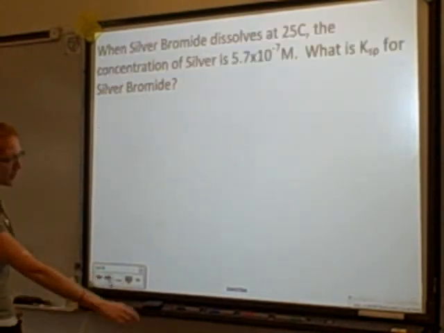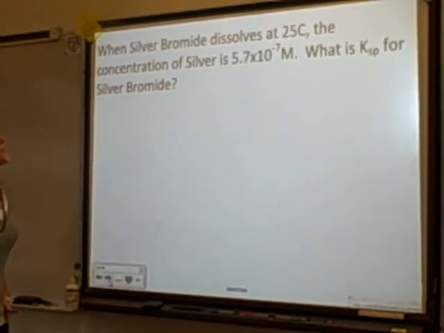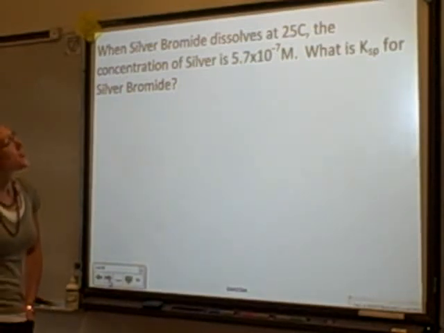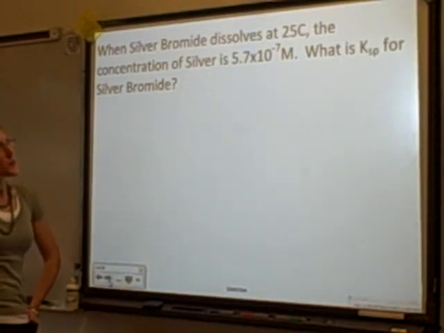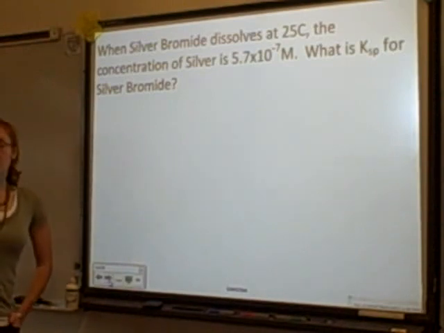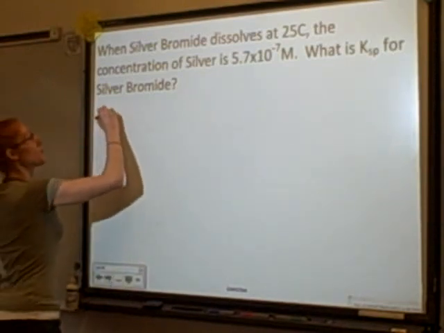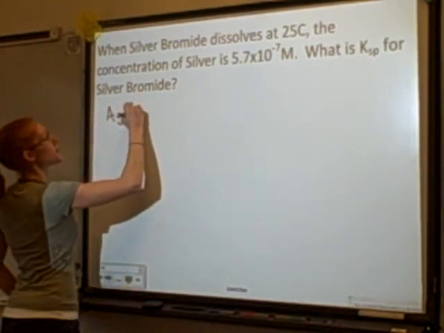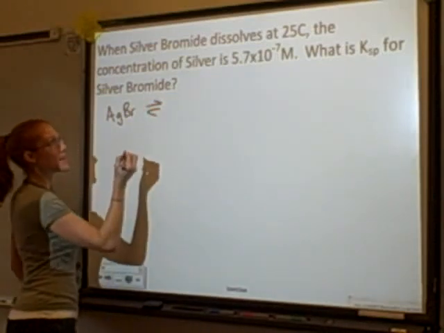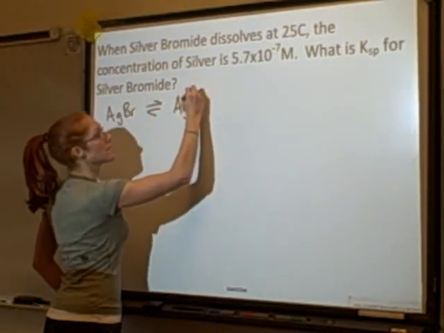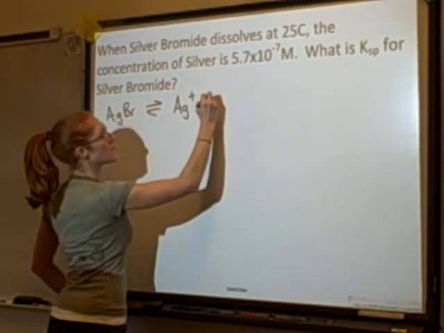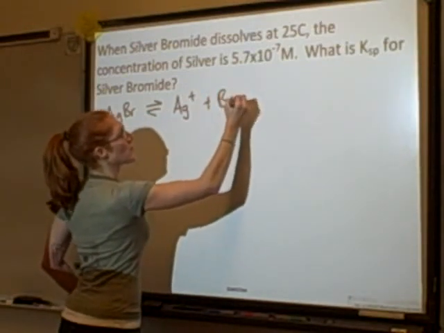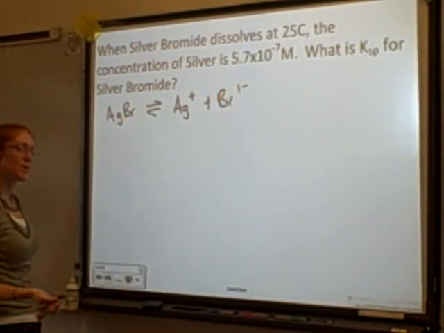Let's see a problem. When silver bromide dissolves at 25 degrees Celsius, the concentration of silver is 5.7 times 10 to the -7th. We want to know what Ksp is for the silver bromide. So first I'll write my balanced equation. Silver bromide dissolves, it makes silver ion. And here's another halide, by the way. And it makes bromide ion. Okay, so that's my balanced equation.